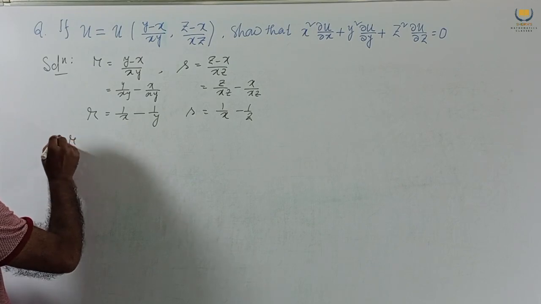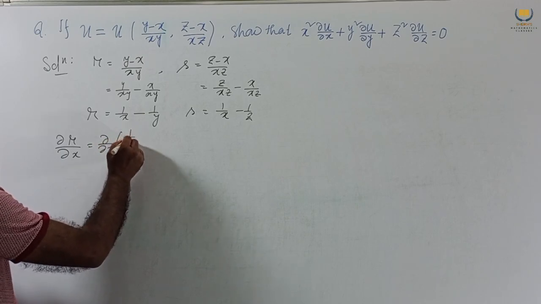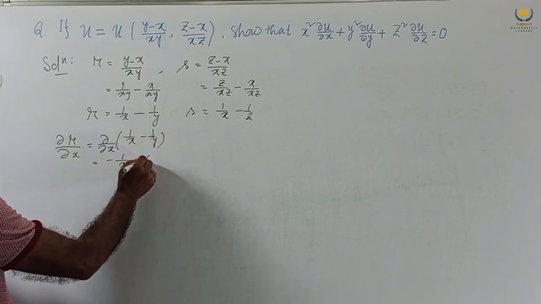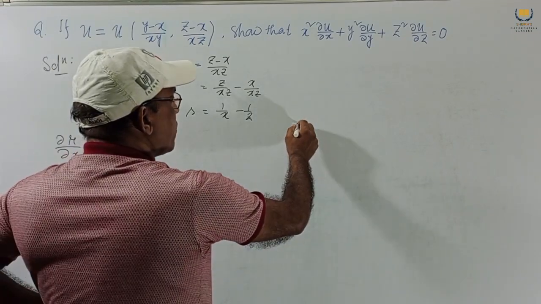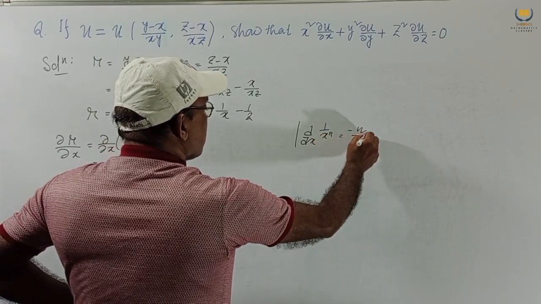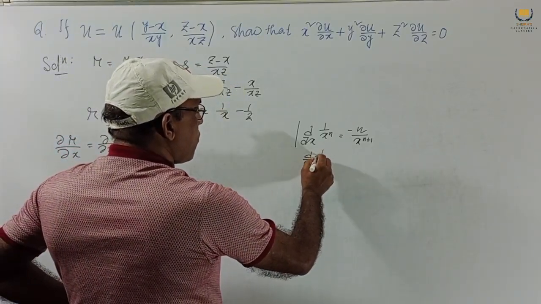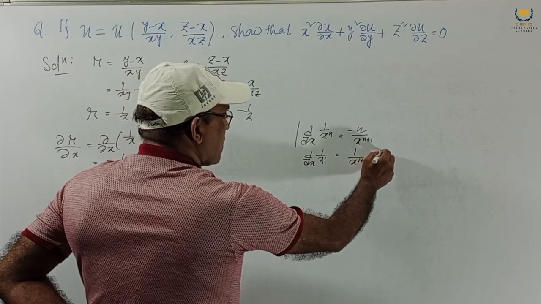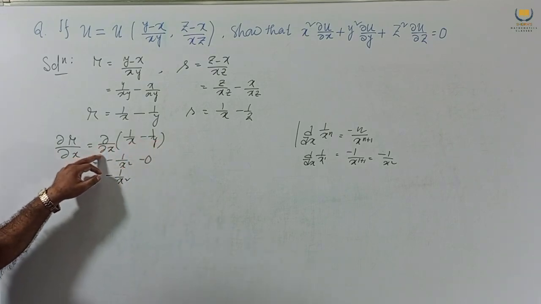First we consider ∂r/∂x. ∂r/∂x we get the derivative of 1/x minus 1/y, and this will be minus 1/x² minus 0. This is minus 1/x², because we know the formula d/dx of 1/xⁿ is minus n/xⁿ⁺¹, and d/dx of 1/x, where the power is 1, gives minus 1/x¹⁺¹, which is minus 1/x². Directly I have written this result, and y is constant because we differentiate partially with respect to x, so this is 0.